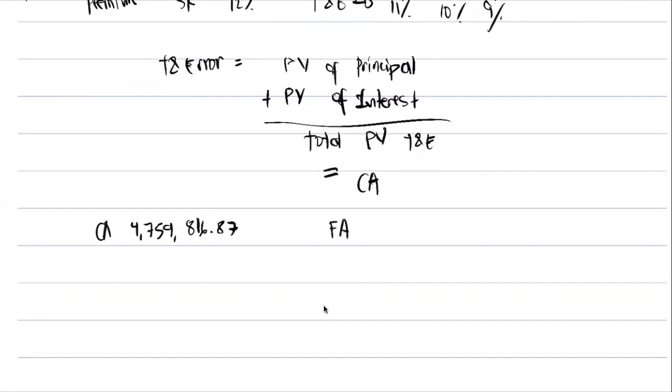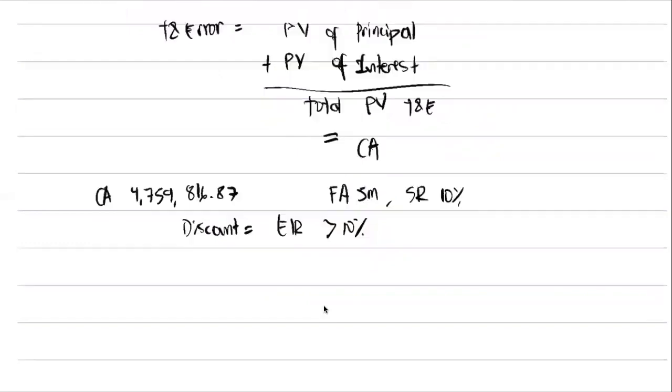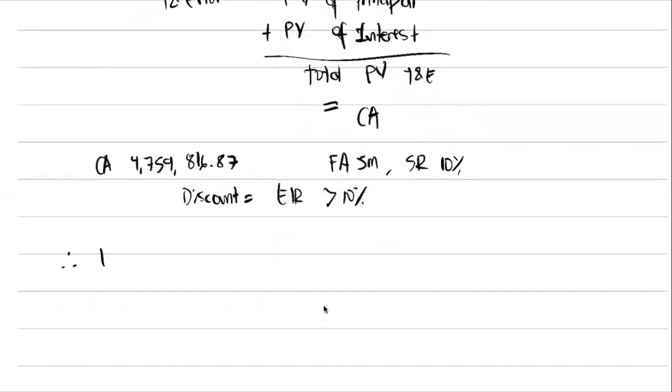And our face amount is equal to your 5 million with a stated rate of 10%. So we know it is a discount. Therefore, our effective interest rate must be greater than 10%. So we try 11%.